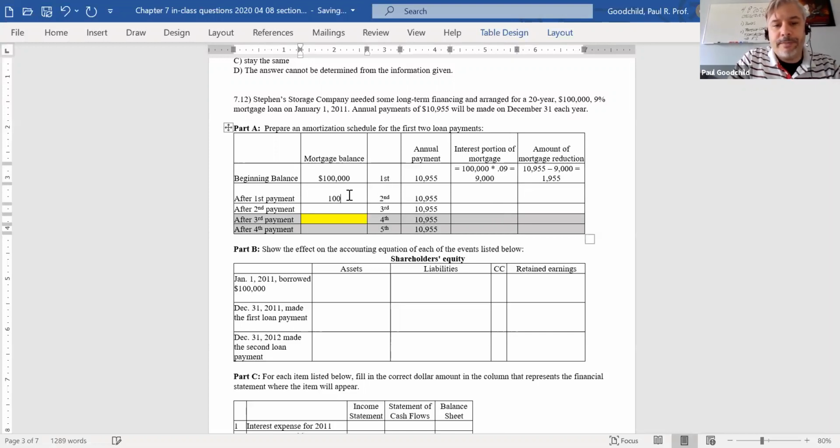So 100,000 minus 1955 is going to equal 98,000. No, excuse me. Yeah, 98,000. All right, I need to use a calculator. I have a brain cramp. $98,045. Just did not look right.